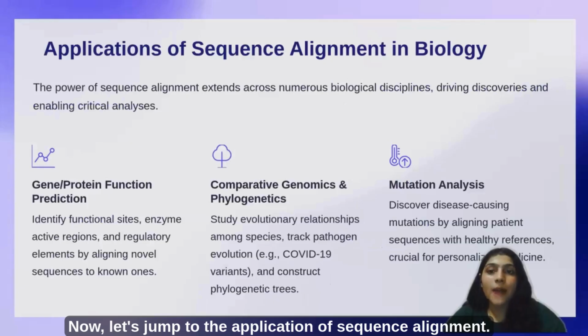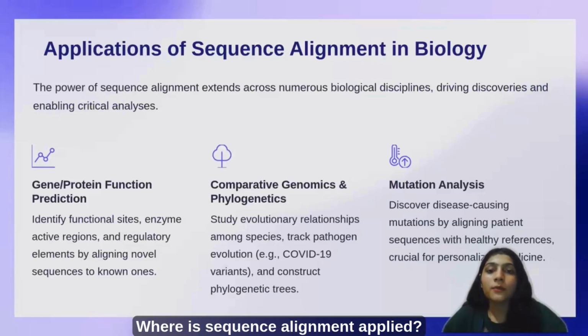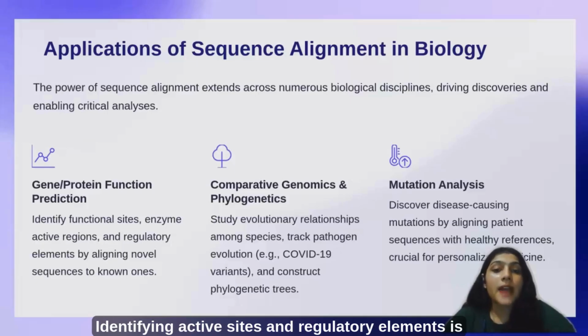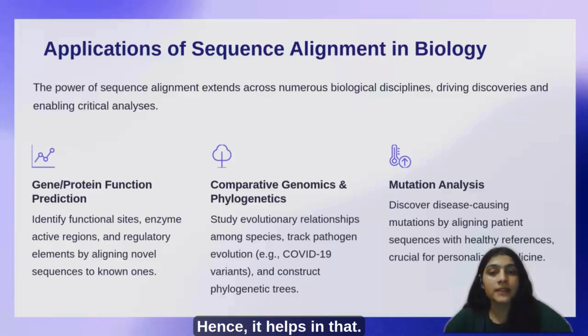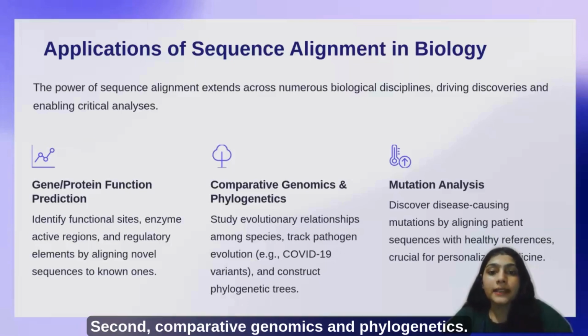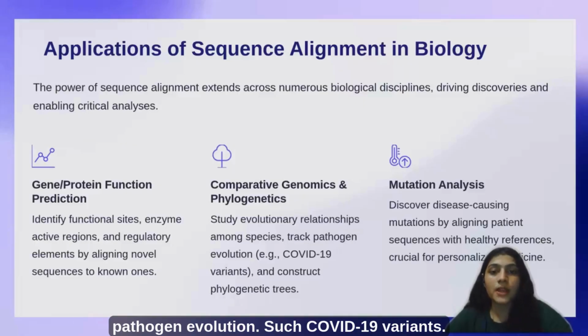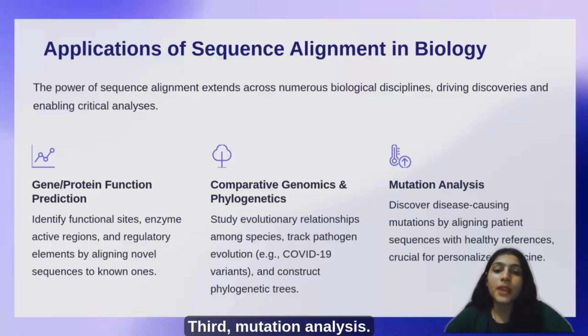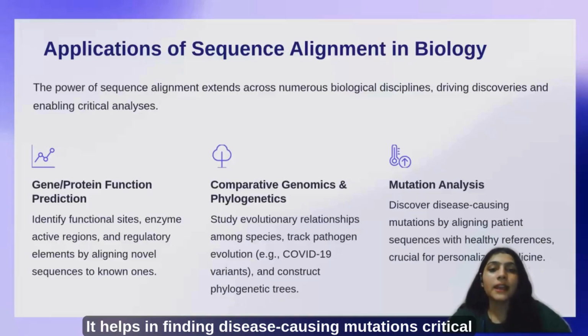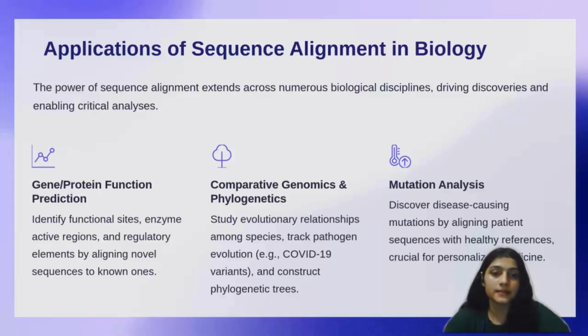Now let's jump to the applications of sequence alignment. Where is sequence alignment applied? First, gene/protein function prediction. Identifying active sites and regulatory elements is important in bioinformatics, hence it helps in that. Second, comparative genomics and phylogenetics. It helps in studying evolutionary relationships and tracing pathogen evolution, such as COVID-19 variants. Third, mutation analysis. It helps in finding disease-causing mutations, critical for personalized medicine.